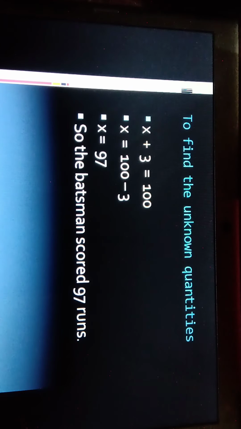In all these situations, we can easily find the unknown quantities. For example, x plus 3 is equal to 100. 3 will go to the right hand side and the sign will change. X is equal to 97, which means the original score of the batsman is 97 runs.